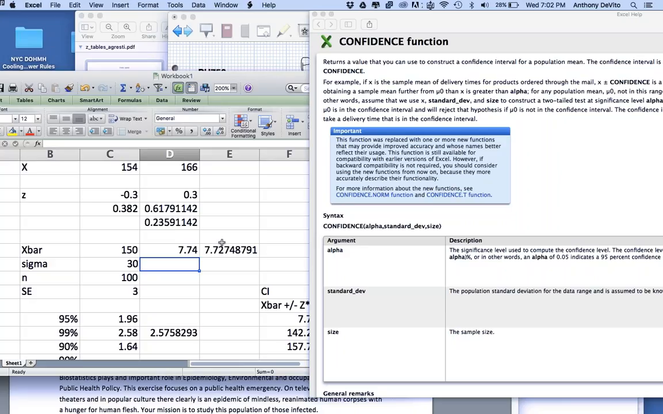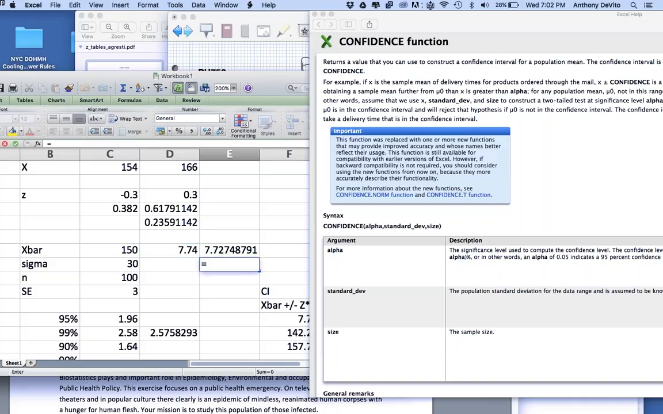Yeah. You remember that that 3 I think is really rounded. I don't think it's exact. I don't recall. Oh, it is exactly 3. So yeah, basically we're getting the same answer here as we get here, right? 7.73, 7.74. So it's basically calculating the margin of error. They call it confidence, right? The function is called confidence, but what it's really calculating is the margin of error.